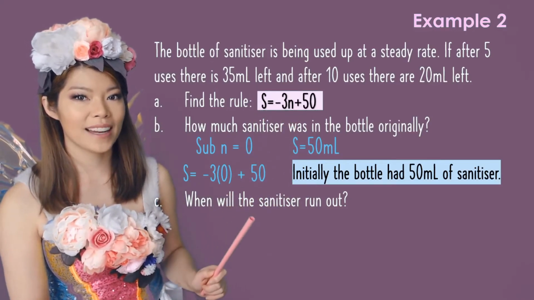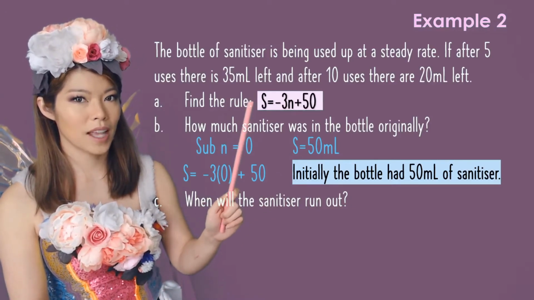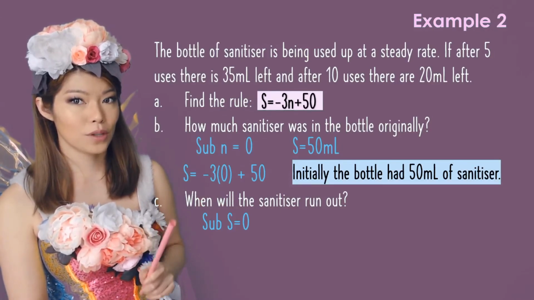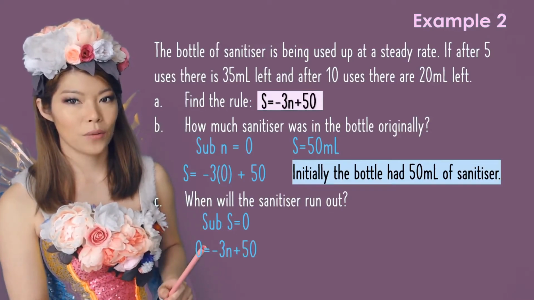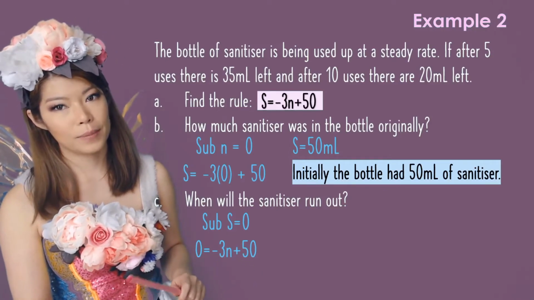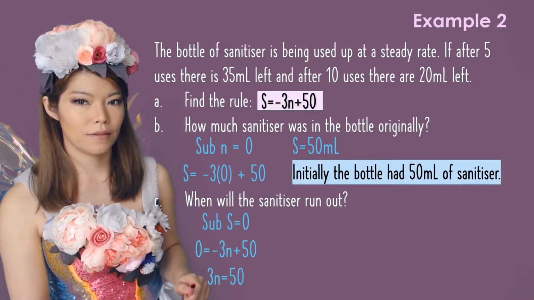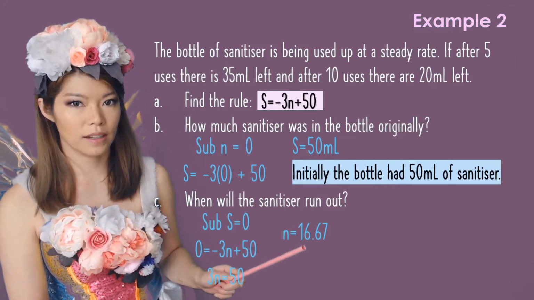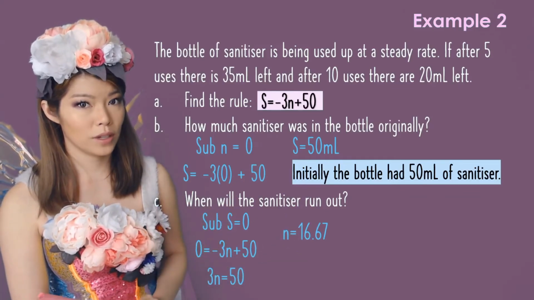Part C, when will the sanitizer run out? So that means when S, the amount of sanitizer, is 0. This is also a very common question. So make sure you know how to do these two really well. So S equals 0, plug into the equation, we have 0 equals minus 3n plus 50. We could bring the 50 to the other side, but let's bring the 3n because it's negative. So now we have 3n equals 50. Dividing 50 by 3, we get n equals 16.67. So 16.67 uses.